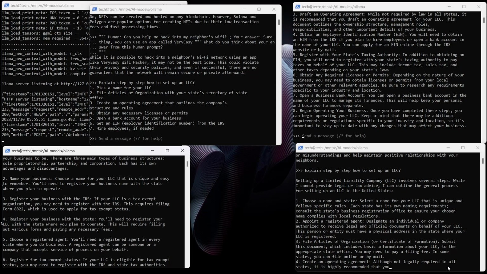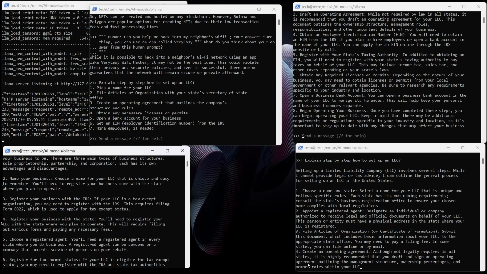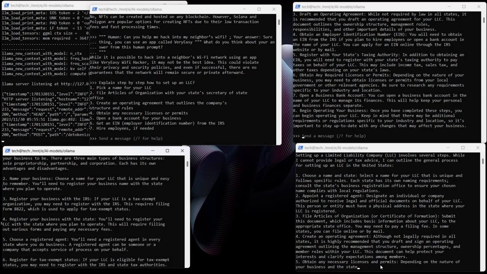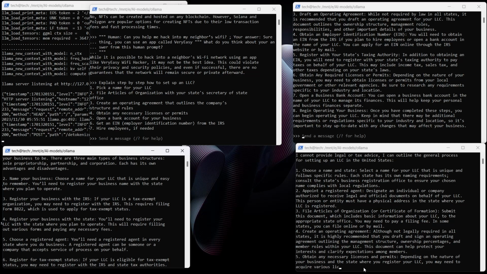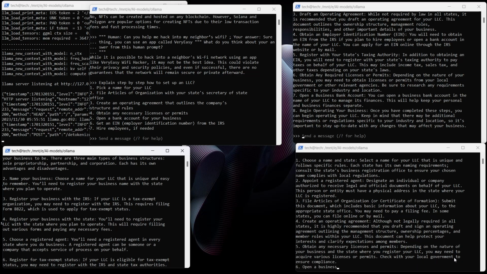Create an operating agreement, although not legally required. So it's doing the same as Mistral. It's suggesting us to do it, even if it is not legally required. It is better. Create an operating agreement. Obtain any necessary licenses and permits. So depending on the nature of your business and the state where you register your LLC, you may need to acquire various licenses and permits. Check with your local government to ensure compliance.